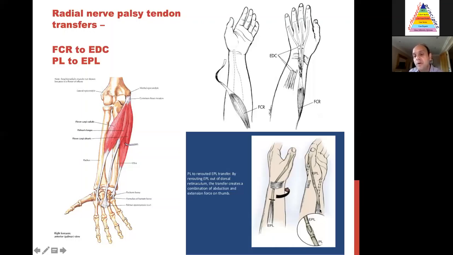So palmaris longus will cause both extension and abduction, because the tendon now is in a very different direction to what nature gave us. So obviously it will not only cause extension but a bit of abduction.